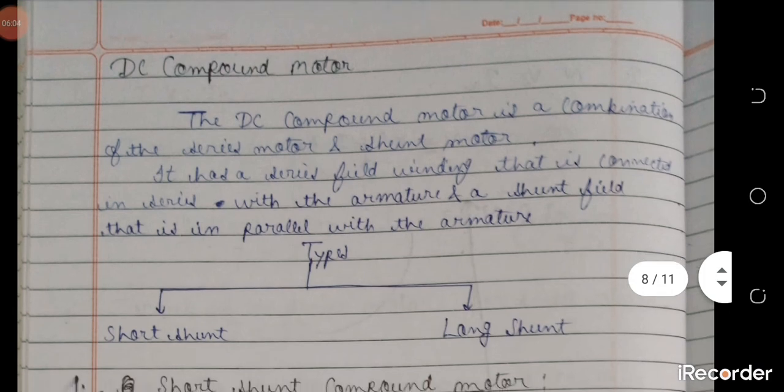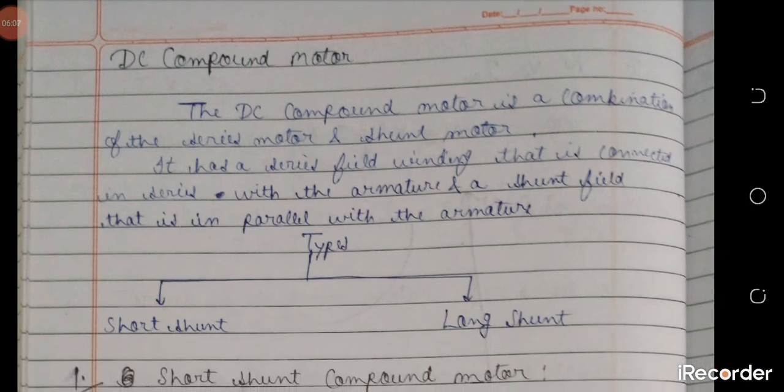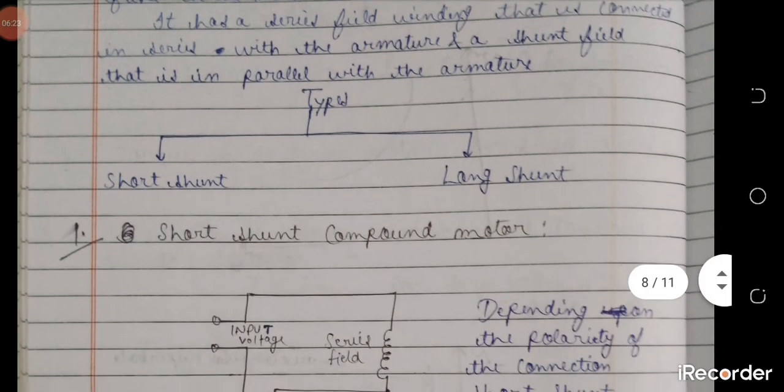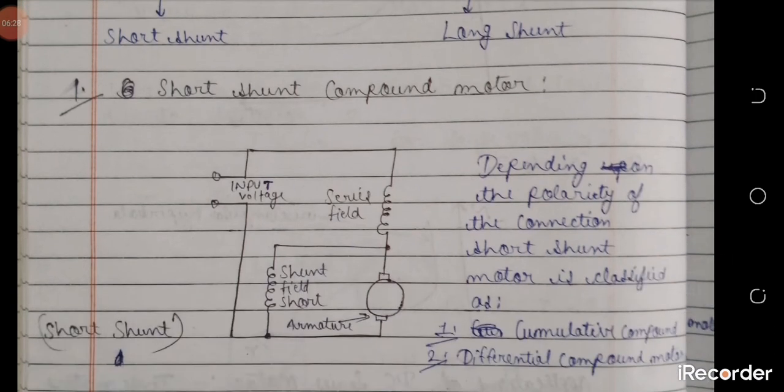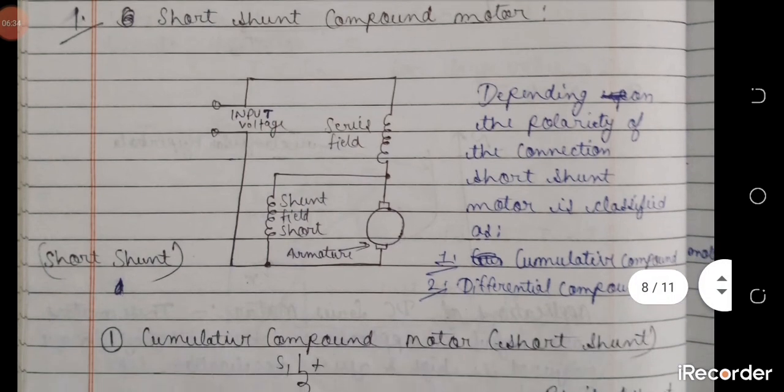Now DC compound motor. The DC compound motor is a combination of the DC series motor and shunt motor. It has a series field winding that is connected in series with the armature and a shunt field that is in parallel with the armature. Now types of DC compound motor: short shunt and long shunt. First we will discuss short shunt compound motor. Depending on the polarity of connection, short shunt motor is classified as cumulative compound motor and second differential compound motor.